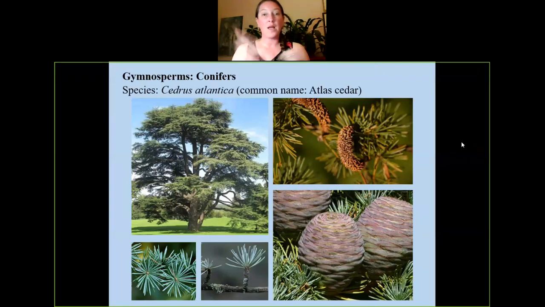Okay, so Atlas cedar: it's a tree, it's a conifer, it's evergreen, with blue kind of needles that are grouped in groups called fascicles, and male and female structures on the same plant, monoecious.